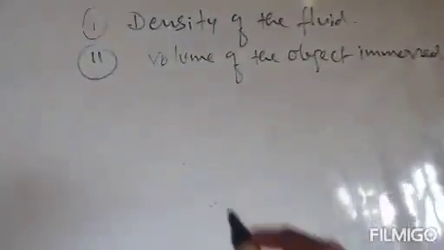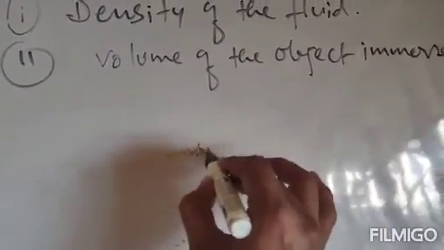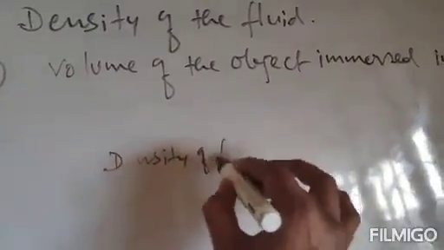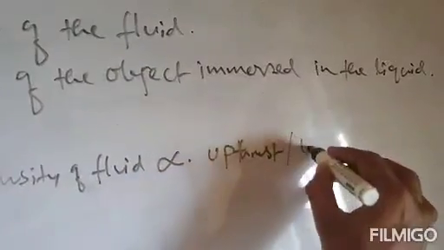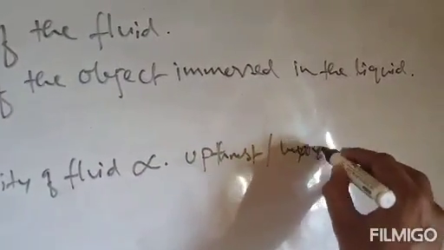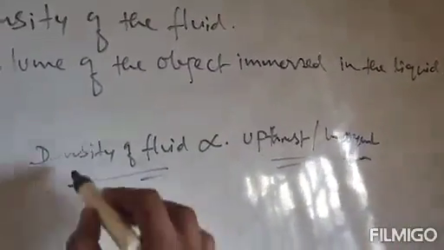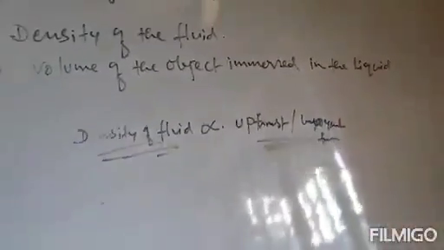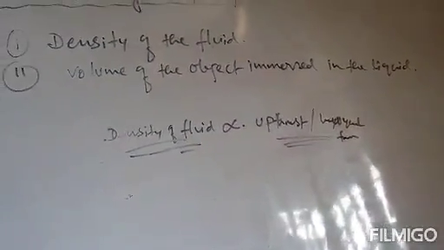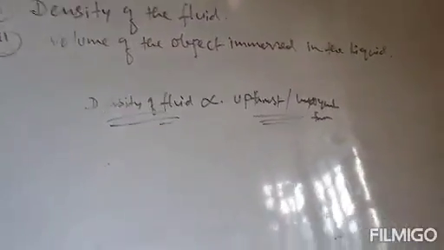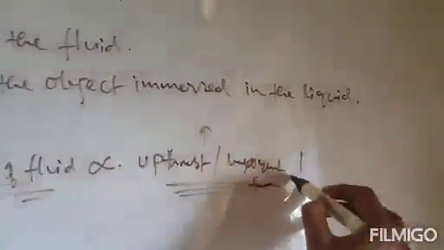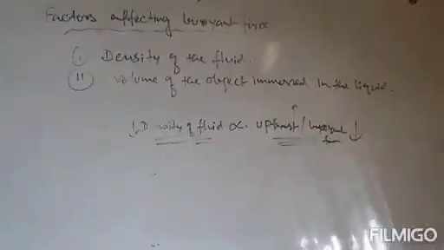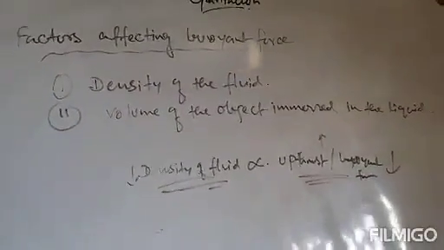Clear? So always remember, density of fluid is proportional to the upthrust or buoyant force. That means the higher the density of the fluid, the higher the upthrust or buoyant force. The lower the density of the fluid, the lower the buoyant force or upthrust. So if you take a fluid of higher density, the upthrust will be more, and if you take a fluid of lower density, the upthrust will be low. So that is a factor affecting buoyant force. So the first factor is the density of the fluid.